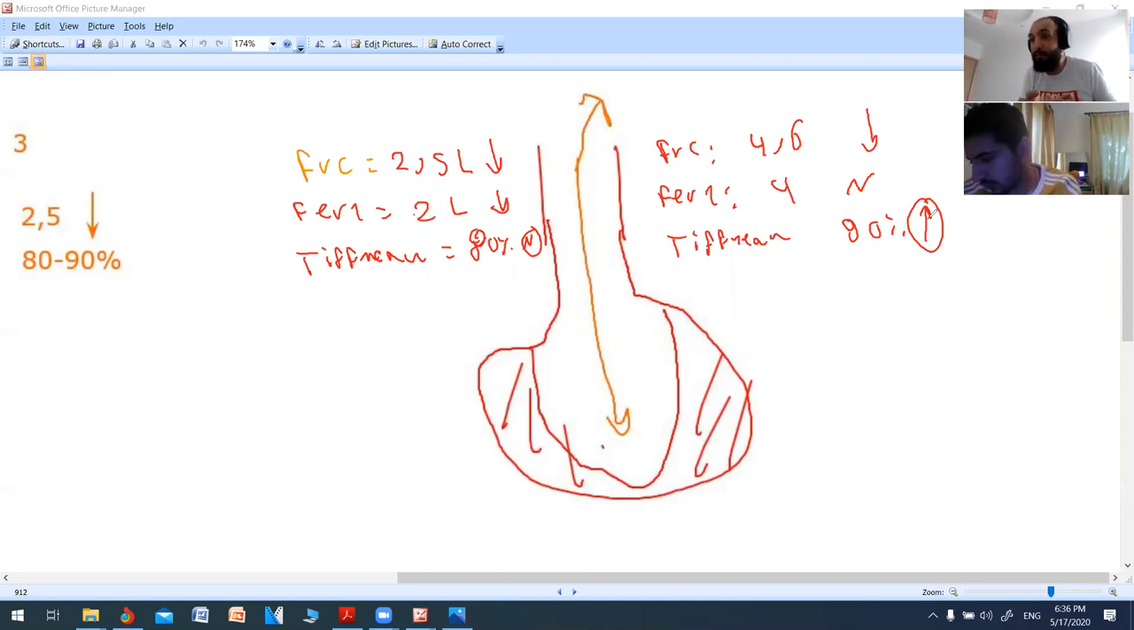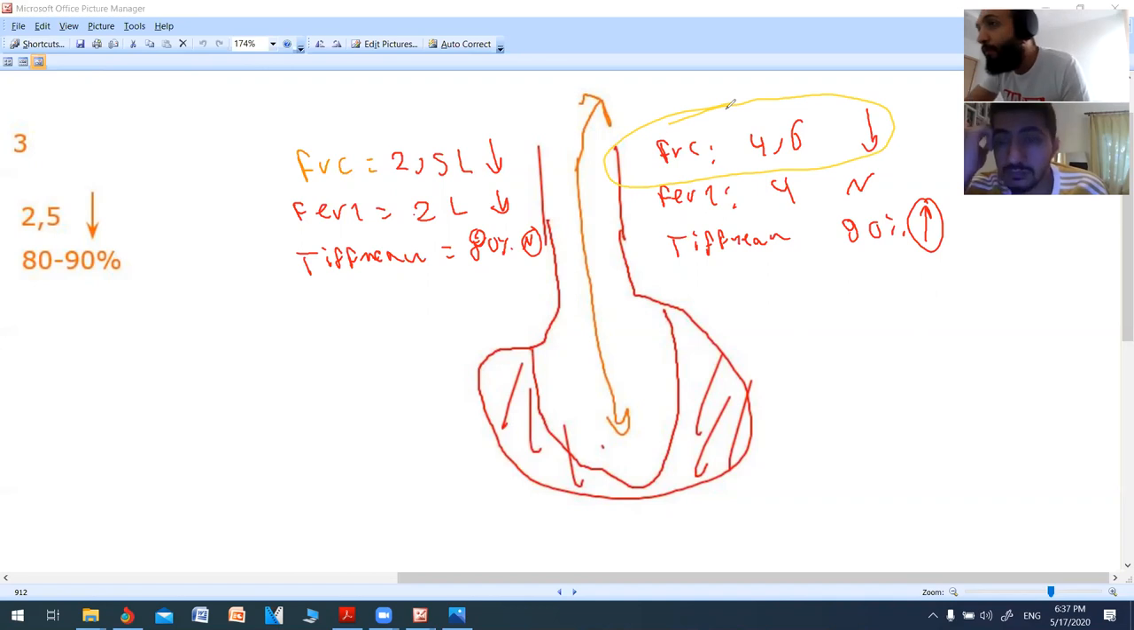You understand? But in all the restrictions, what do you see for sure that is low in all the types of restrictions? Which one is always low? FVC. So when you see FVC low, you think of restriction. If you see Tifno low, you think of obstruction. That's it. Is it clear?